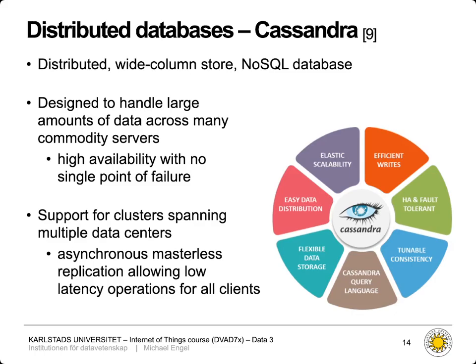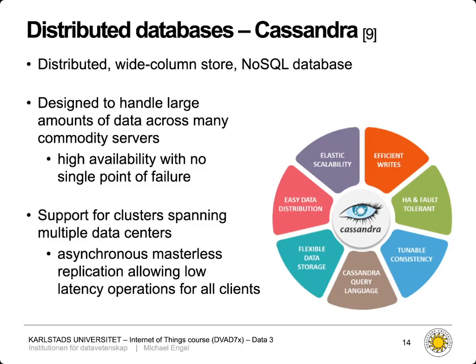So, as an example, Cassandra is a distributed wide column store NoSQL database, and it's designed to handle large amounts of data across many commodity servers. So you can put a large number of servers or virtual machines out there in the cloud, and you can distribute your database over all of these. And this has the advantage of providing high availability with no single point of failure. So even if one or more of your servers go down, your database will continue to work, something that's obviously very useful in an IoT context.